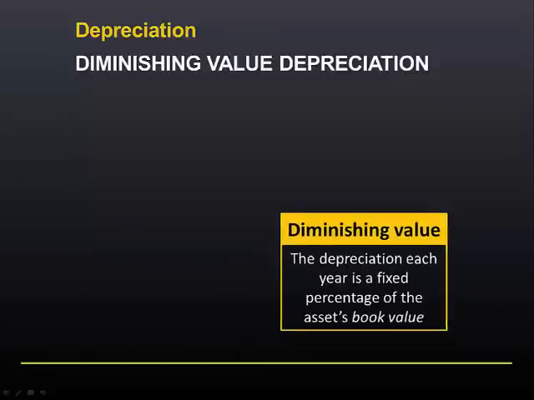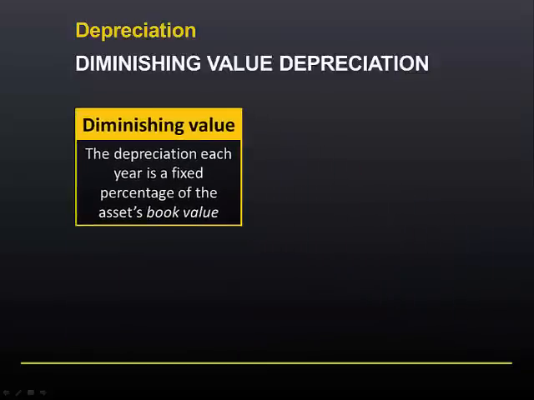We'll turn now to the second depreciation method, diminishing value. Under this method, the depreciation each year is a fixed percentage of the asset's book value at the beginning of that year.